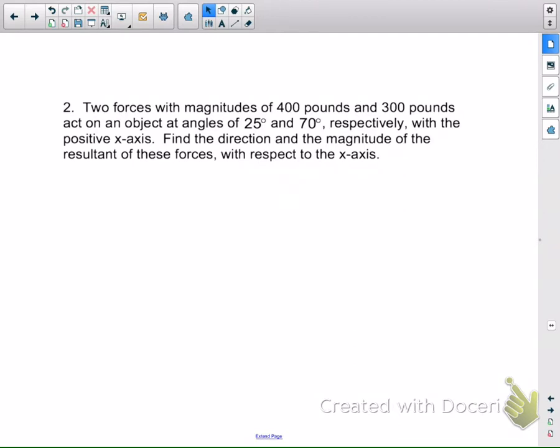This time we have two forces with magnitudes of 400 pounds and 300 pounds. They act on an object at angles of 25 degrees and 70 degrees, respectively, with the x-axis. So let's draw our first vector. Our first vector has an angle of what? 25 degrees. So we're just estimating this. Here's my 25-degree angle-ish. And this one has a magnitude of 400 pounds.